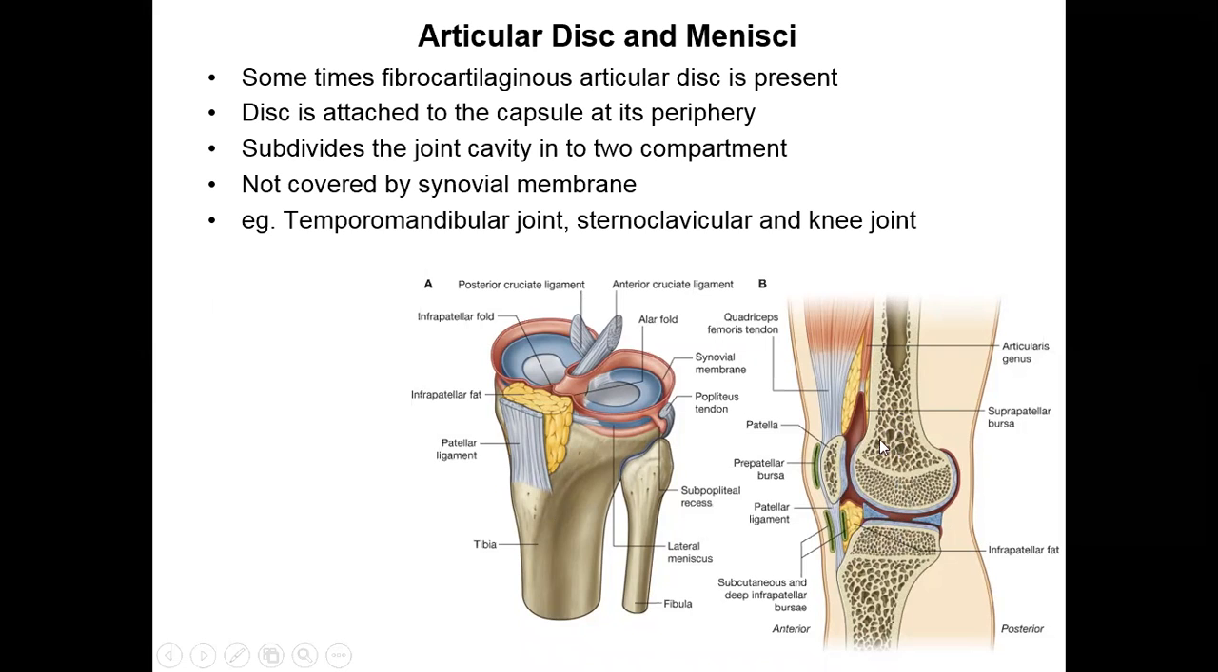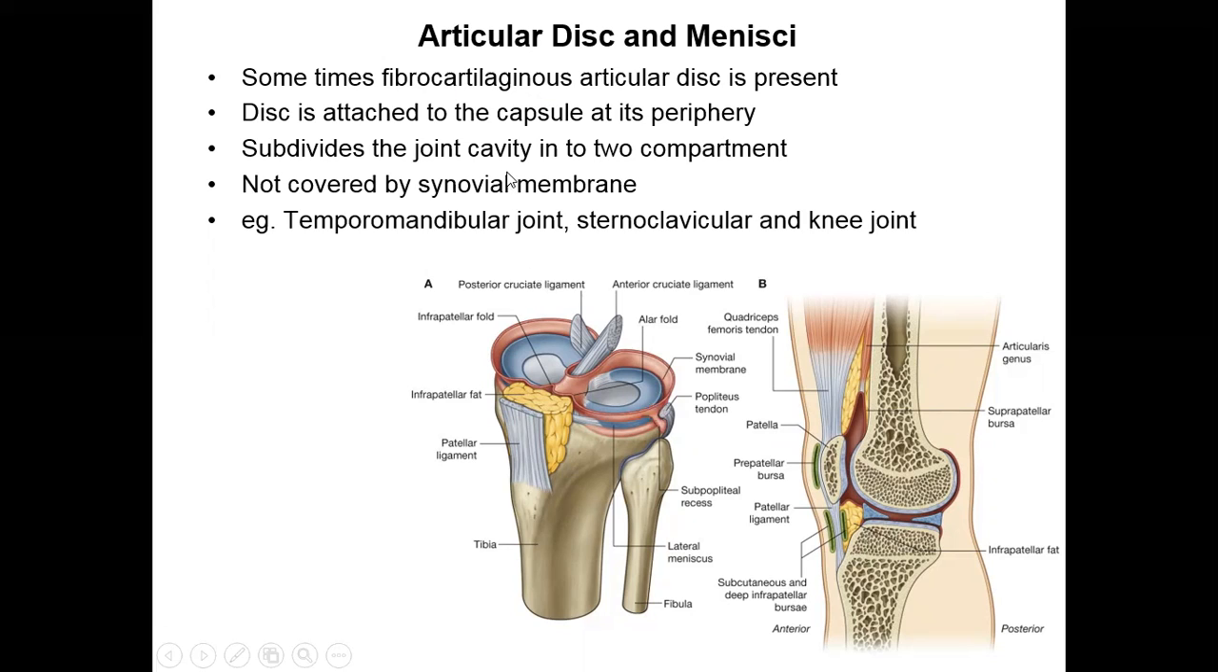Here there is a sagittal section, and here we are seeing from the superior aspect. On the tibia there is a disc, and it is made of fibrocartilage. As I said, cartilage is of different types: hyaline cartilage, elastic cartilage, and fibrocartilage. This is fibrocartilage, and the disc is attached to the capsule at its periphery, where the fibrous capsule is present.